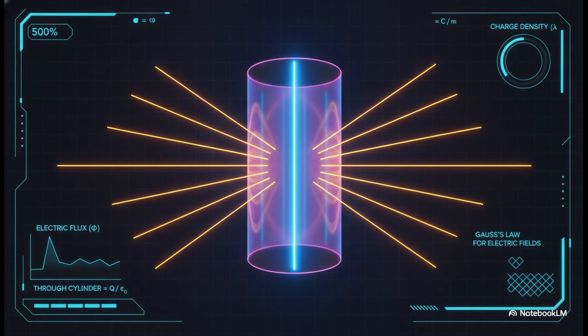That means this incredibly complex math collapses into a beautifully simple equation. The electric field E simply equals lambda over 2 pi epsilon naught r. By just matching our imaginary 3D shape to the shape of the line, we completely hack the math.